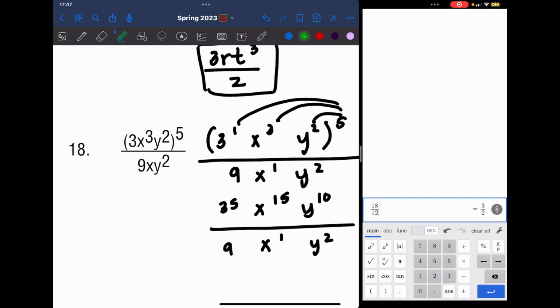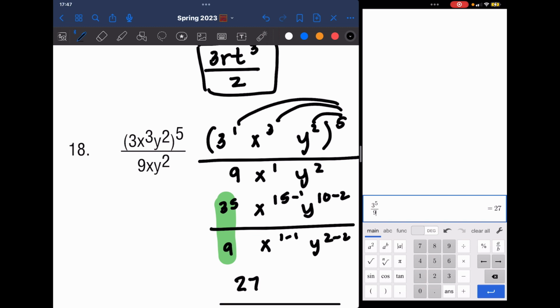So this part right here, 3 to the 5th over 9, we can put this into our calculator. So I'm going to get 3 raised to the 5th divided by 9. And that's going to give me 27. So that's 27 as a whole number, so it stays in the numerator. And then we can start to subtract. We're going to go ahead and start to subtract these smaller exponents from the larger exponents. So I get 27 x to the 14th, y to the 8th. That's my solution.